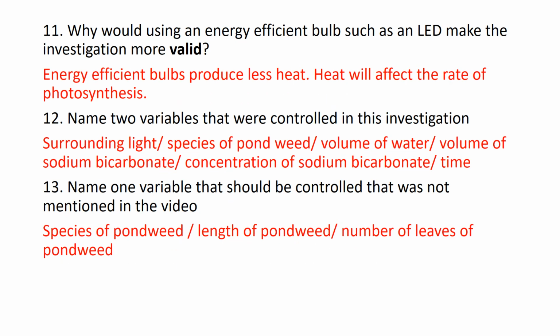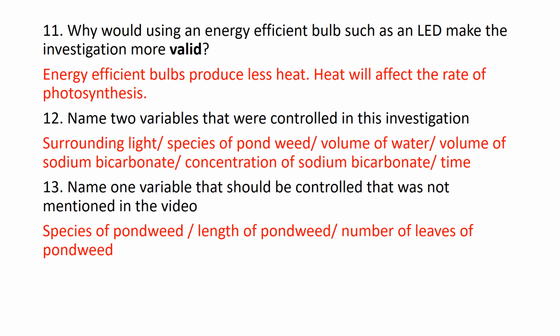Okay, so the last 3 questions, 2 of which were not mentioned in the video. For question 11, why would using an energy efficient bulb such as an LED make the investigation more valid? Remember, validity is all to do with controlling all other variables. It was mentioned in the video that energy efficient bulbs, or LEDs, produce less heat. And heat, or temperature, affects the rate of photosynthesis. So the closer it would be to the bulb, we wouldn't know whether that's because of the light or whether that's actually because the temperature is going up, and would make the reaction faster.